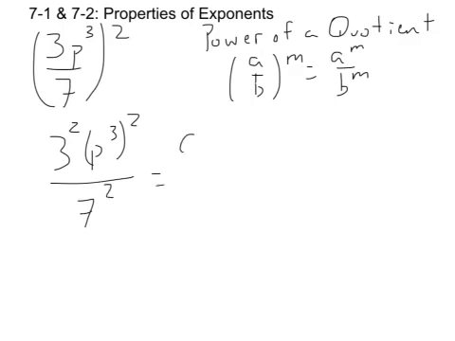So 3 squared is 9. I know my power of a power, so I'm going to multiply 3 times 2, so it's p to the 6th over 7 squared, which is 49.